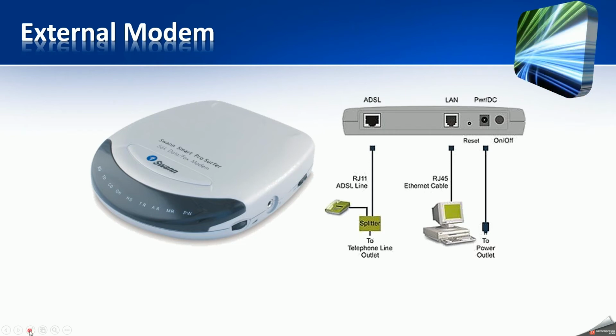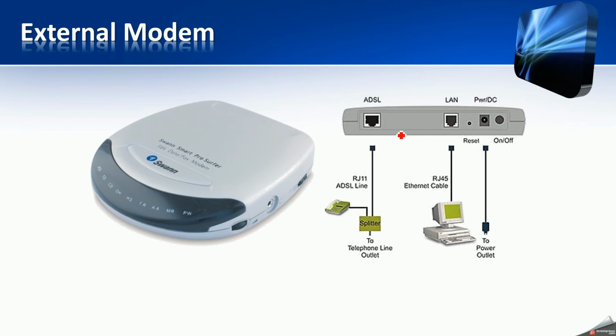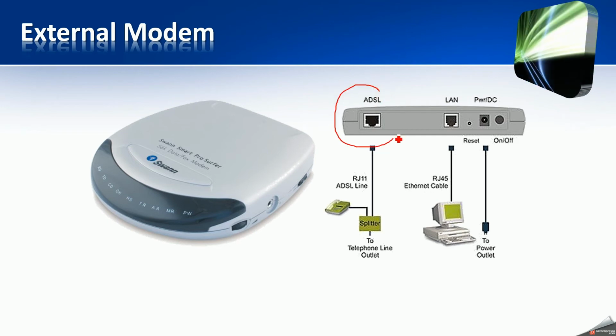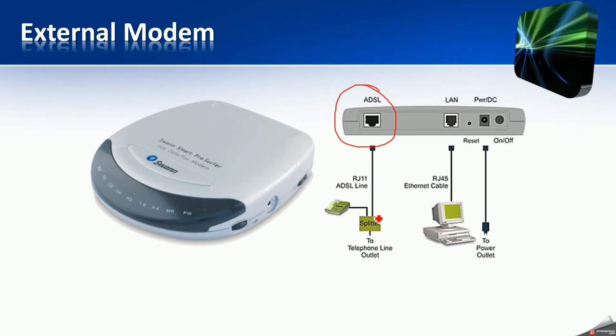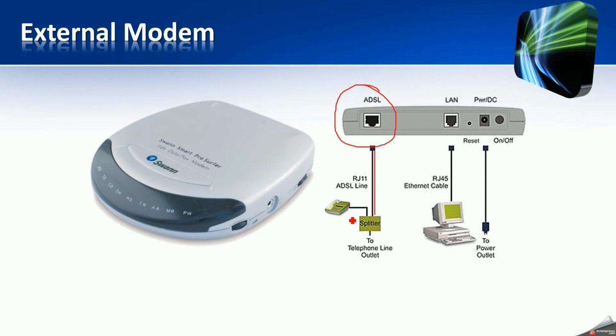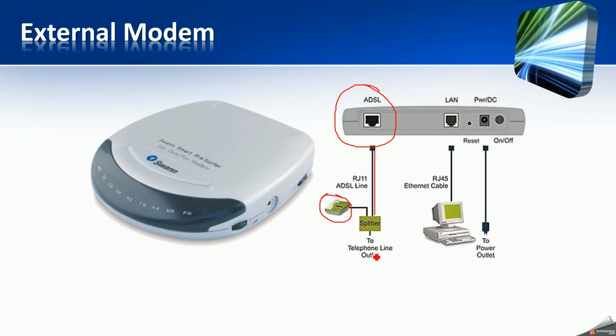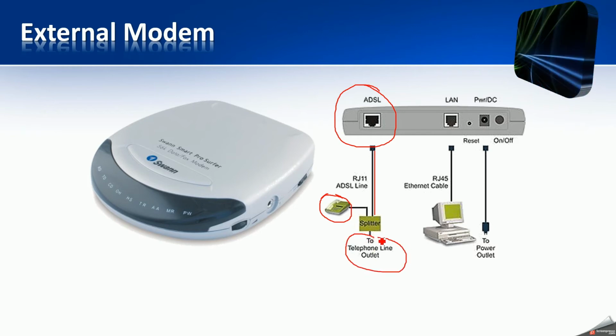So you can see the multiple ports over here. ADSL, this port is used to connect one end which is coming from your splitter. Now what is a splitter? It's a small device which is connected to your phone line. I'm very sorry, it's not connected to the phone line, it's actually connected to the telephone line outlet.